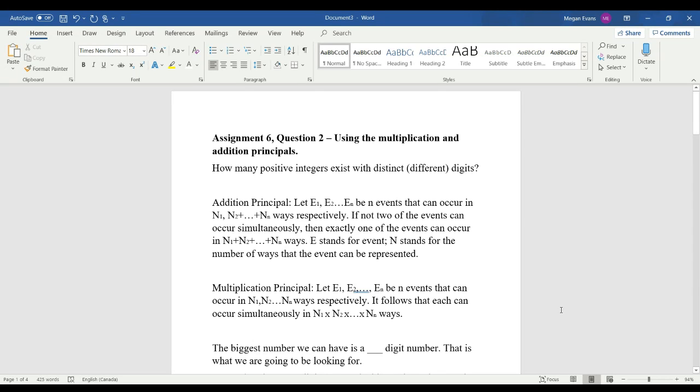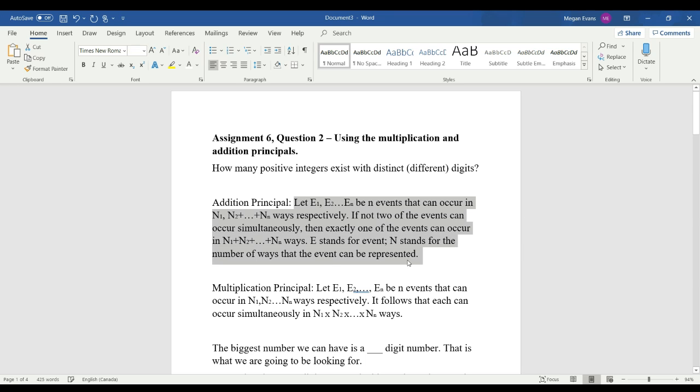Assignment 6, question 2, which is using the multiplication and addition principles. So the question is asking how many positive integers with distinct, which means different digits, can we make, or are there? So I just want to remind everybody what the addition principle is. I just have a quick definition here.